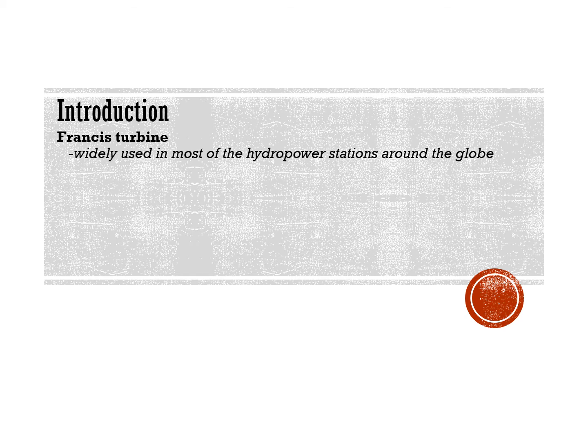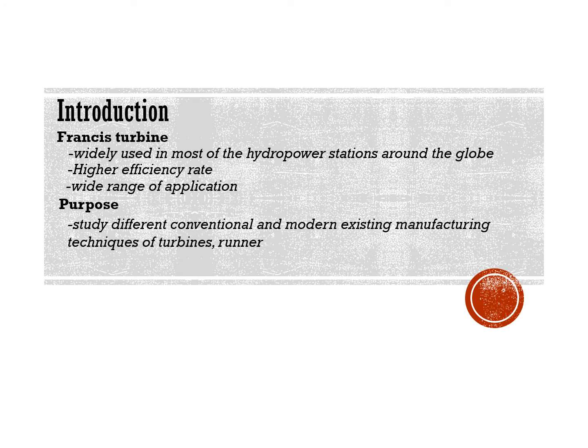So, introducing you all to the Francis turbine. It was developed by James B. Francis and it was named after him. It is used widely in most of the hydropower stations around the globe due to its higher efficiency rate. It can work for a head from 3 to 400 meters and it has higher durability too, and due to its wide range of application it is being used by most of the hydropower stations around all of the continents.